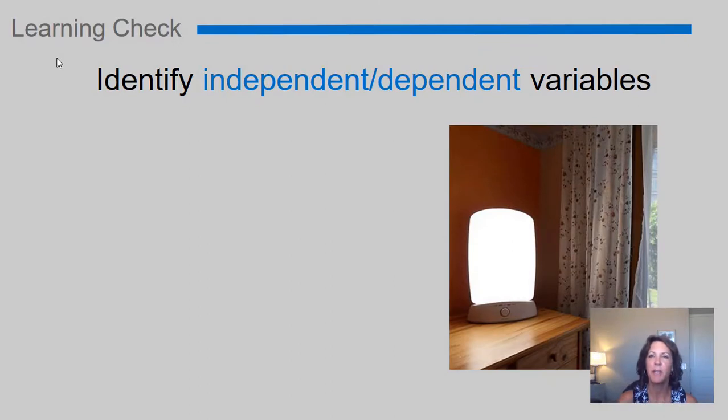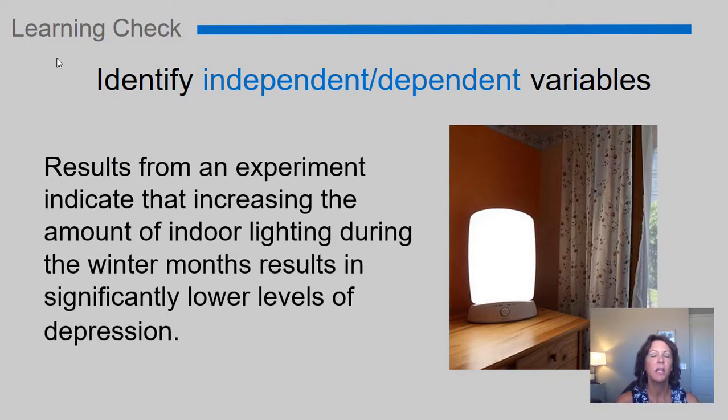Let's identify some independent and dependent variables. Results from an experiment indicate that increasing the amount of indoor lighting during the winter months results in significantly lower levels of depression. This is an experiment. So what is the independent variable and what is the dependent variable? The independent variable is the thing that I manipulate as a researcher, and the dependent variable is the thing I measure that I expect to change as a result of my manipulation.